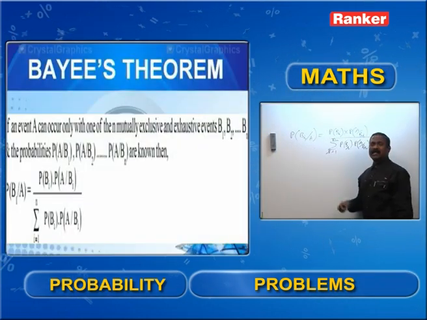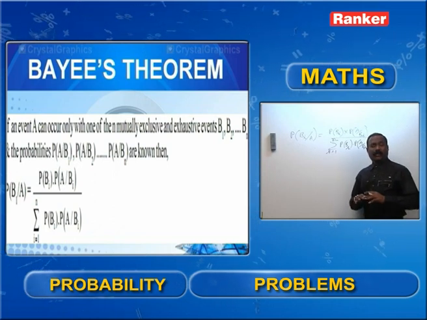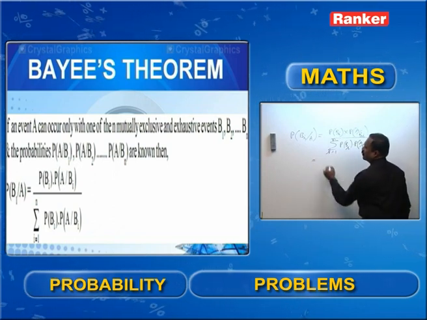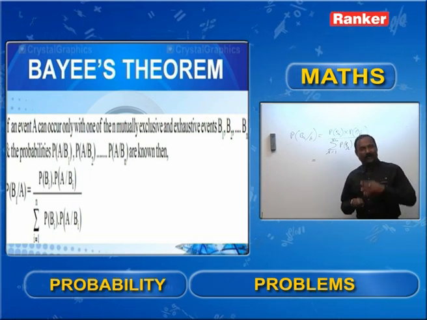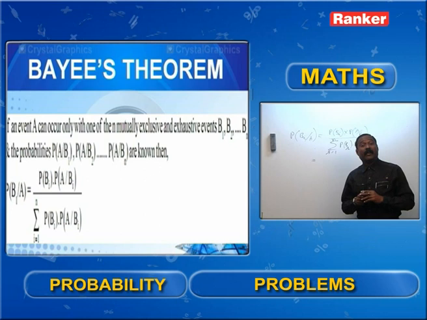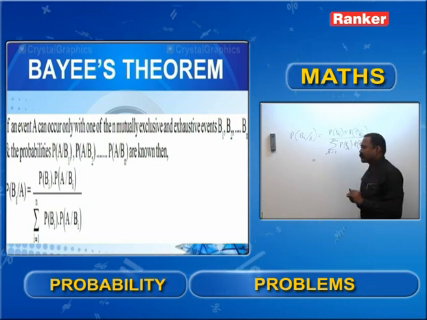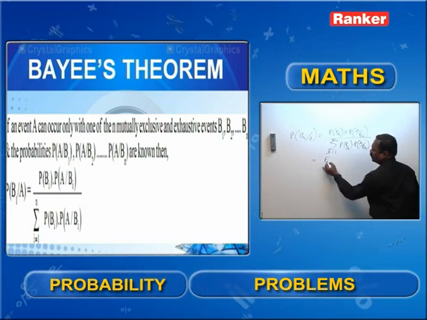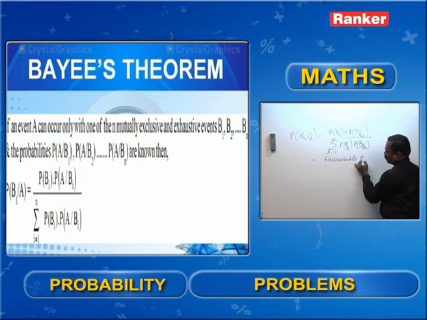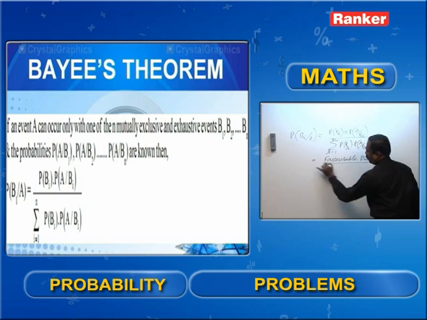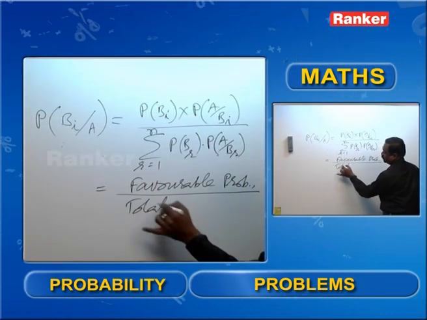So, how do you understand it? Simple. Keep the formula aside. How do you understand it? The classical definition of probability is number of favorable outcomes divided by total number of outcomes. In this case, now it is very simple: favorable probability upon total probability.